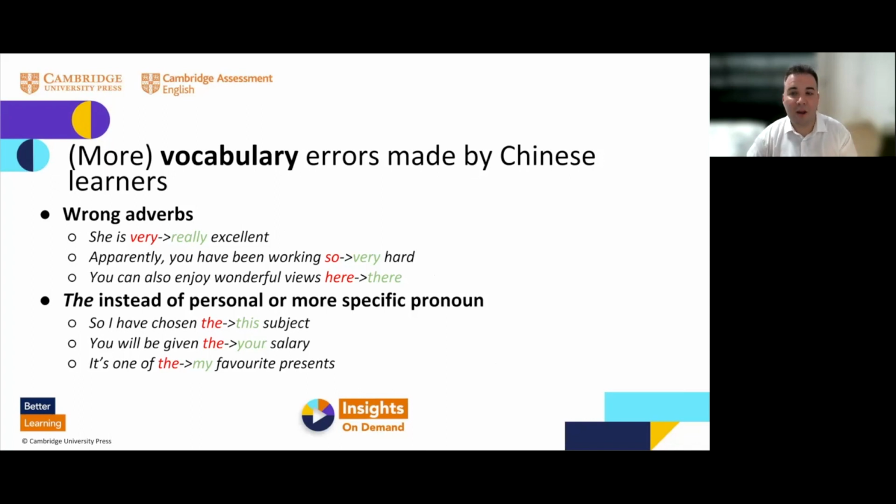Confusion between "here" and "there" could be due to English or to first language influence. More problems with "the": we see that "the" is used where a more specific determiner is better. We know that Chinese learners also have to watch out for underusing "the". So these kinds of errors are quite hard.